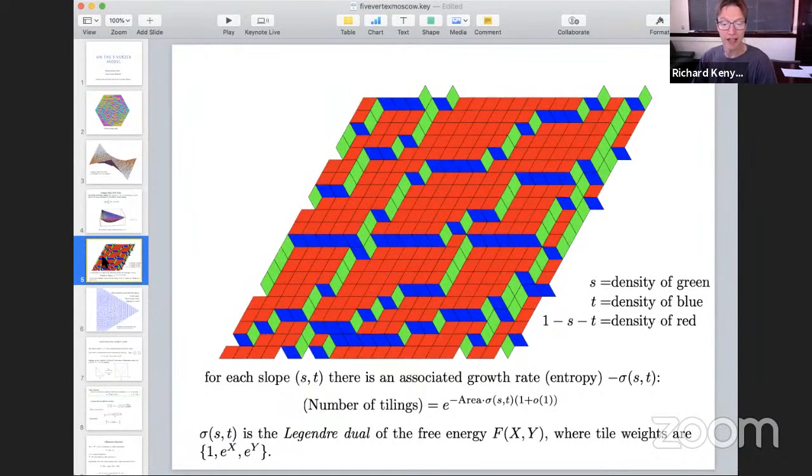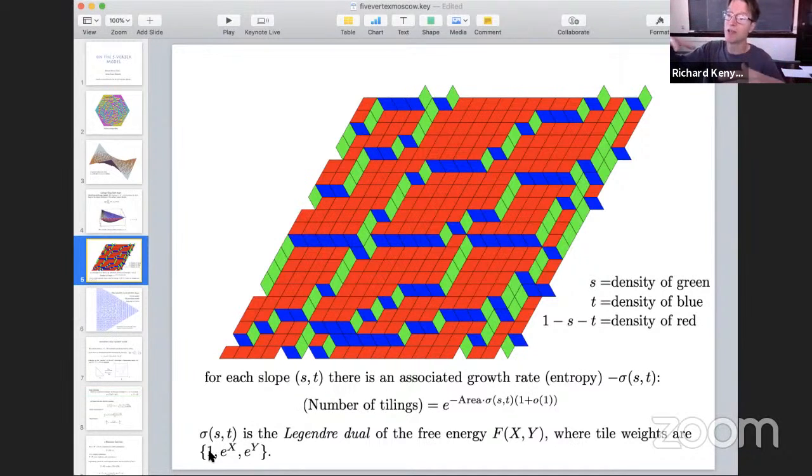Okay, and so on this slide, there are two other important variables that I'm introducing, which I'm going to call capital X and capital Y down here. These are the dual variables to the slope S and T. To explain, instead of fixing the slope, we can change the weights of the tiles. So instead of having all the tiles have weight 1, I give the three orientations of tiles weights 1, e to the x, and e to the y. Each blue tile has weight e to the y, each green tile has weight e to the x, and the red tiles have weight 1.